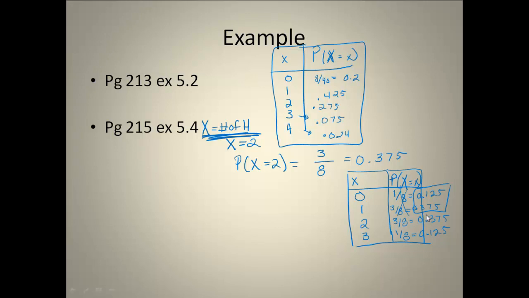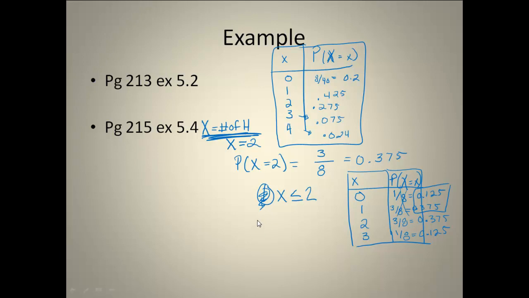Part D on page 216 says use random variable notation to represent the event that at most 2 heads are tossed. Now remember, at most means we want 2 or fewer. So for part D, we would like to know the probability. Oh nope, we're not doing probability. We just want the event. So we want the fact that x is less than or equal to 2. So that would be part D.